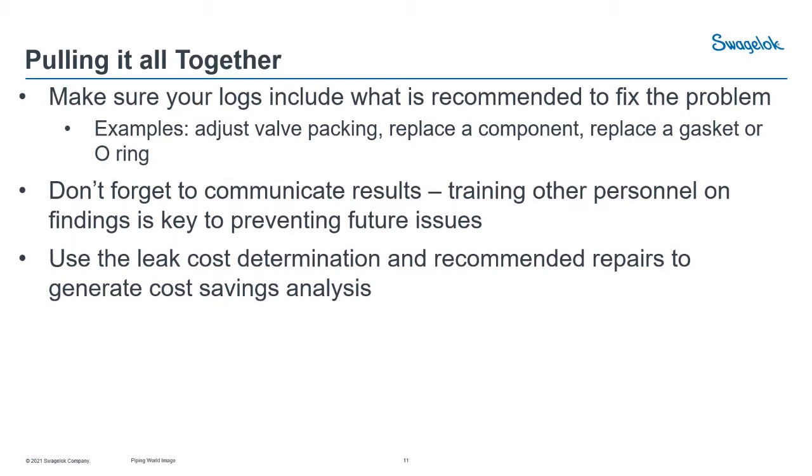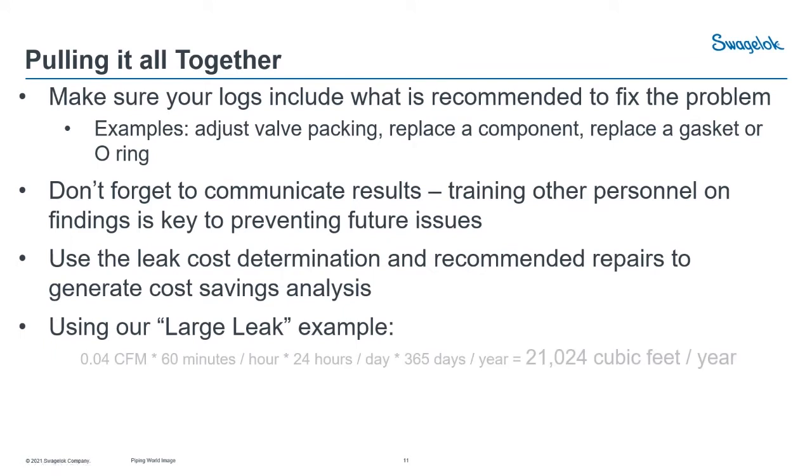Finally, we want to use the leak cost determination and recommended repairs to generate a cost savings analysis. So to calculate leak rate, I just want to walk through the calculations here really quick. We use our large leak example. What we said was about 0.04 cubic feet per minute, CFM. We're going to multiply that by 60 minutes an hour, 24 hours a day, and 365 days a year, assuming it's running continuously. That means that we're wasting about 21,024 cubic feet a year of argon.